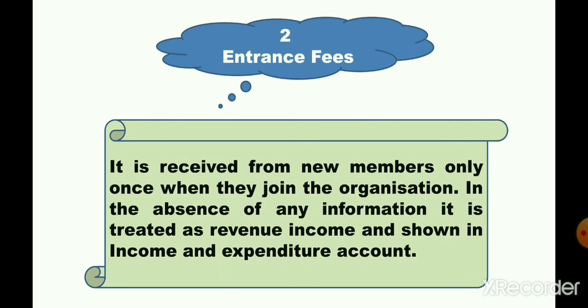Second term is entrance fees. It is received from new members only once when they join the organization. In the absence of any information, it is treated as revenue income and shown in the income and expenditure account.